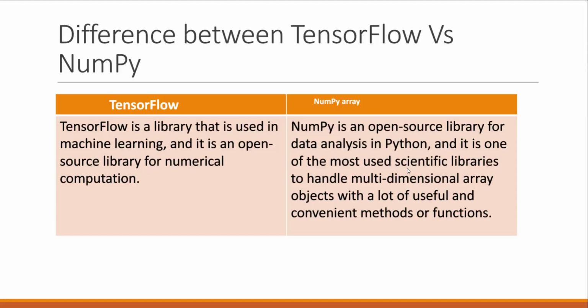So basically TensorFlow is a library that is used in machine learning, and it is an open source library for numerical computations. And NumPy is an open source library for data analysis in Python, and it is one of the most used scientific libraries to handle multi-dimensional array objects with a lot of useful and convenient methods or functions. TensorFlow is used for developing machine learning applications, and this library was first created by the Google Brain team, and it is the most common and successful library that provides various tools for machine learning applications.